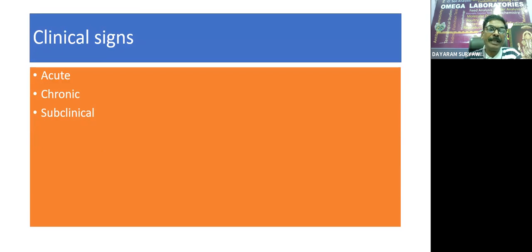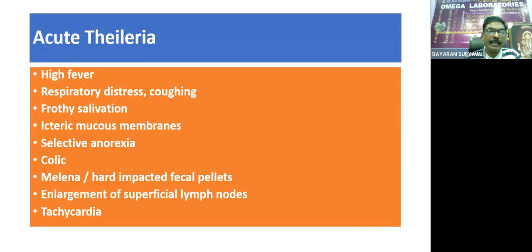Clinical signs: one is the acute one, another is the chronic one, third one is the subclinical. Acute theileriosis is characterized by high fever, maybe 106, 107 degrees Fahrenheit. Respiratory distress will be there, coughing, frothy salivation, icteric mucous membranes, selective anorexia, sometimes colic, in severe cases melena, sometimes hard impacted fecal pellets. Then enlargement of the superficial lymph nodes can be observed, maybe the inguinal, the subscapular, suprascapular lymph nodes, and by auscultation we get the typical tachycardia sounds from the heart.